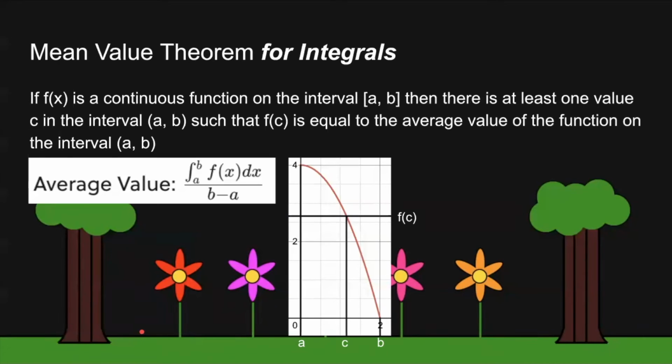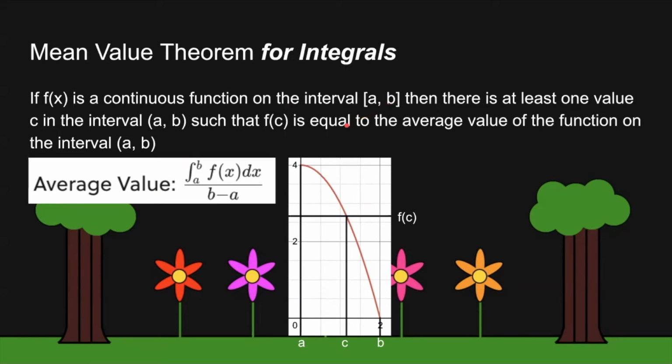And now we're moving into the mean value theorem for integrals. So if f of x is a continuous function on the interval a comma b, then there is at least one value c in the interval a comma b such that f of c is equal to the average value of the function on the interval a comma b.